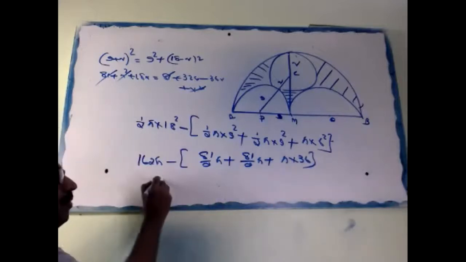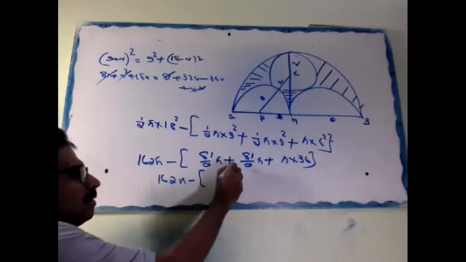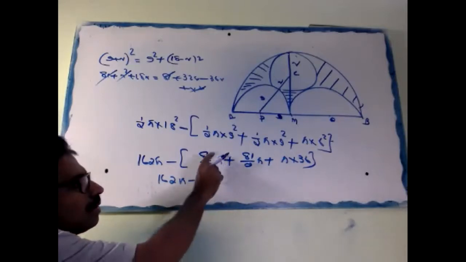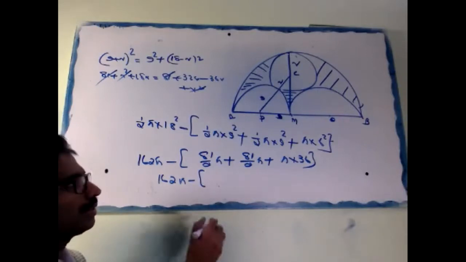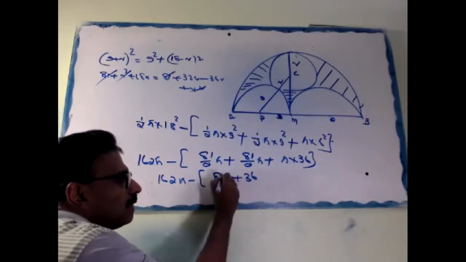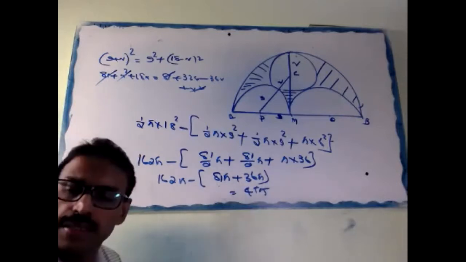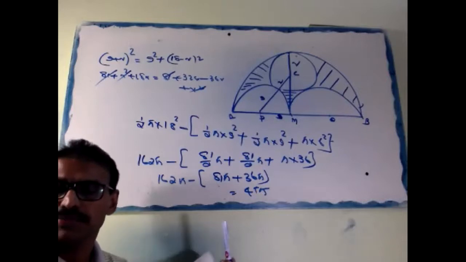Okay. So 162 pi minus this is 162 by 2. How much? 81, right? 81 pi plus 36 pi. Finally, you will get 45 pi. Then 45 pi multiplied by 22 by 7. Okay. That is the final answer.